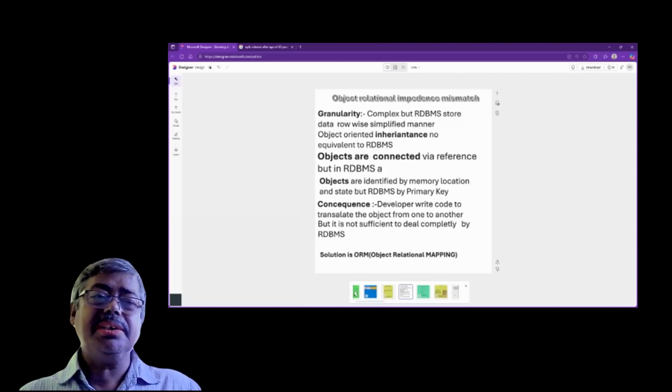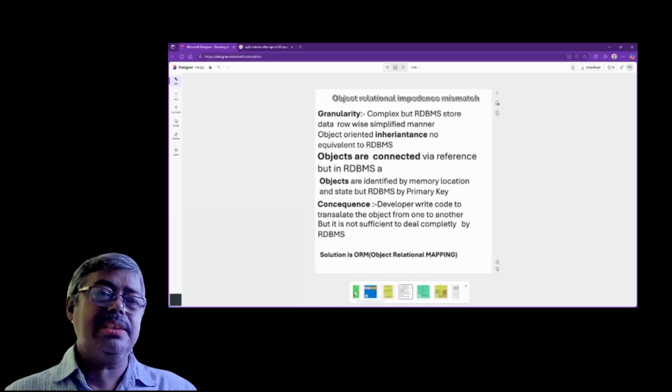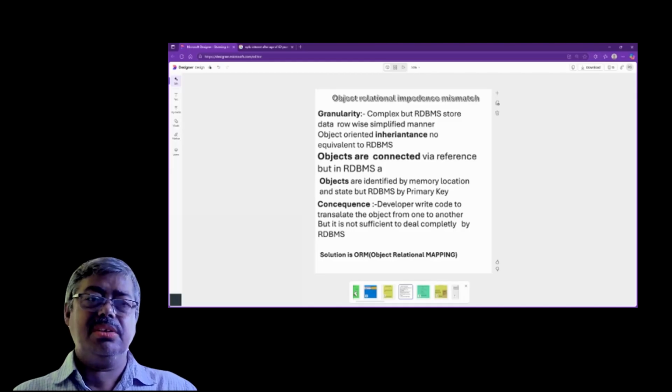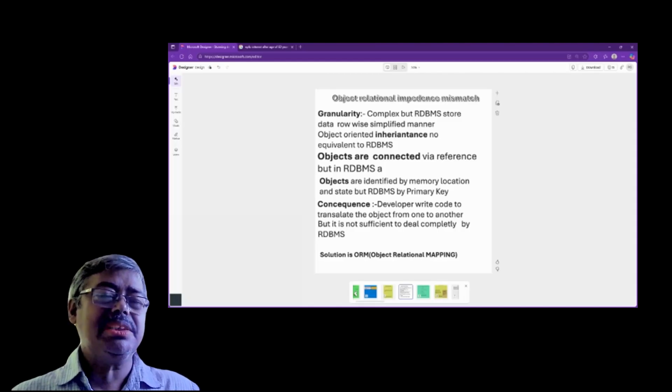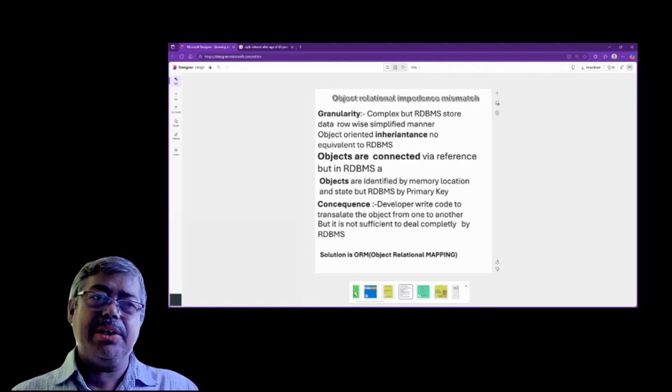Consequently, developers write code to translate the object from one form to another, but it is not sufficient to deal with this completely by the relational database management system. So there are basically some differences between the relational database management system and the object-oriented database management system.